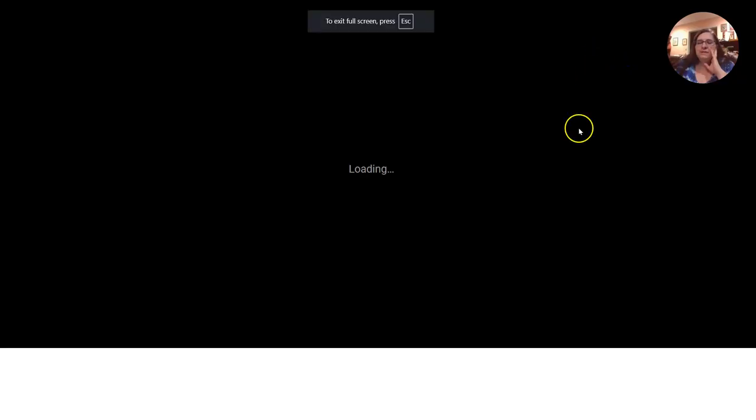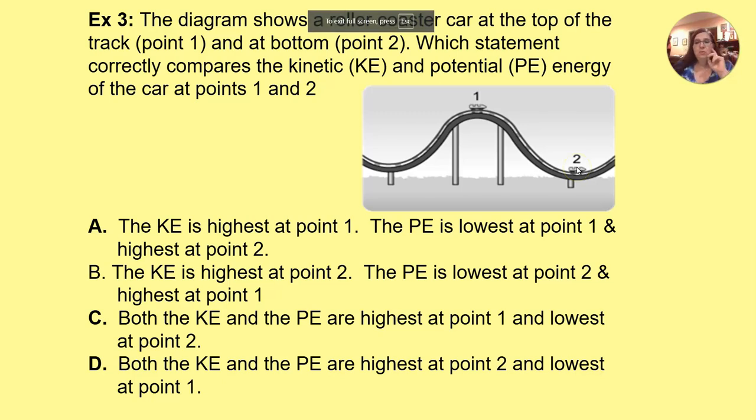So in this last video, hopefully it's the last video, maybe one more with examples, we're going to look at some problems that are related to kinetic and potential energy and how the two interplay with each other. In this first one, we have a roller coaster with 2 points marked. Point 1 is up here at the top of this hill, and point 2 is down here at the bottom of this little valley.